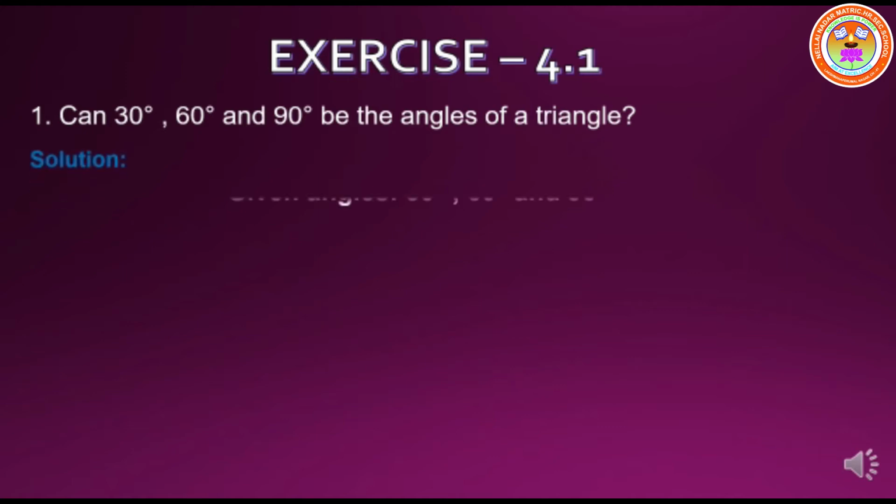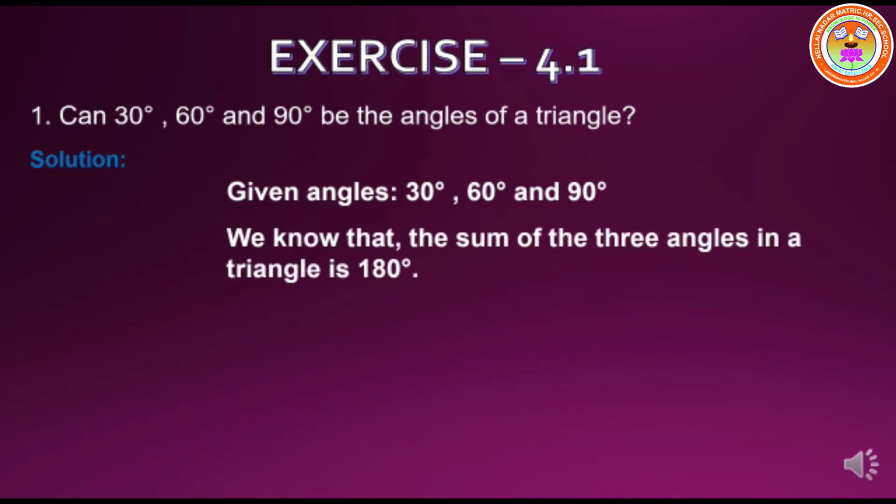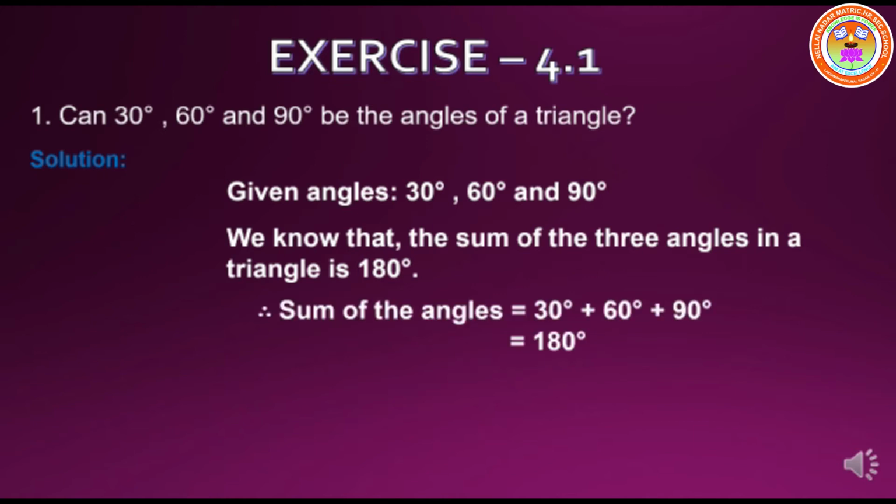Solution. Given angles 30 degrees, 60 degrees and 90 degrees. We know that the sum of the three angles in a triangle is 180 degrees. Therefore, sum of the angles is equal to 30 degrees plus 60 degrees plus 90 degrees. On adding all the three angles, we find that it is equal to 180 degrees. Therefore, the given angles form a triangle.